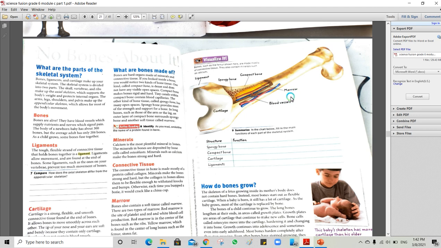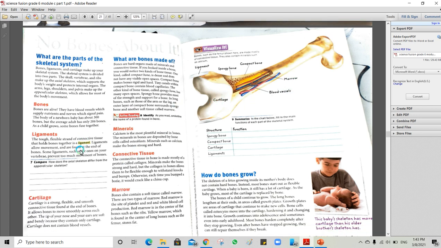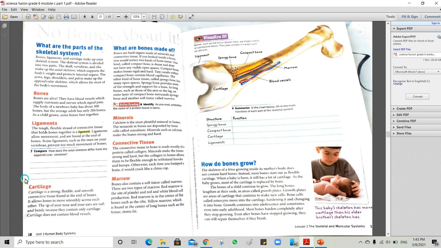Remember the marrow that we discussed in the last session? This is the marrow. Okay, what else, teacher? What is present in this bone? Another thing is cartilage. The cartilage is a strong, flexible and smooth connective tissue. It is found only at the end of bones, not in the middle. What is the function of cartilage, teacher? It allows bones to move smoothly across each other, so it allows movement.